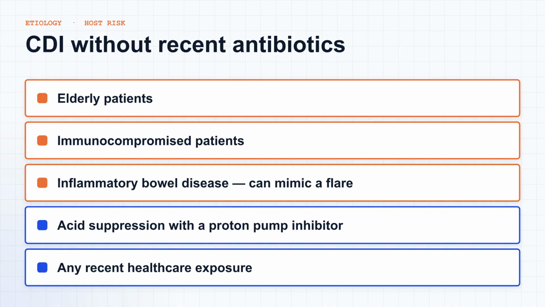Look at our patient. He is 74. He is on a proton pump inhibitor, and he is in the hospital. He checks several boxes at once, and that is typical. Most patients who develop this have 3 or 4 risk factors stacked together, not just one.